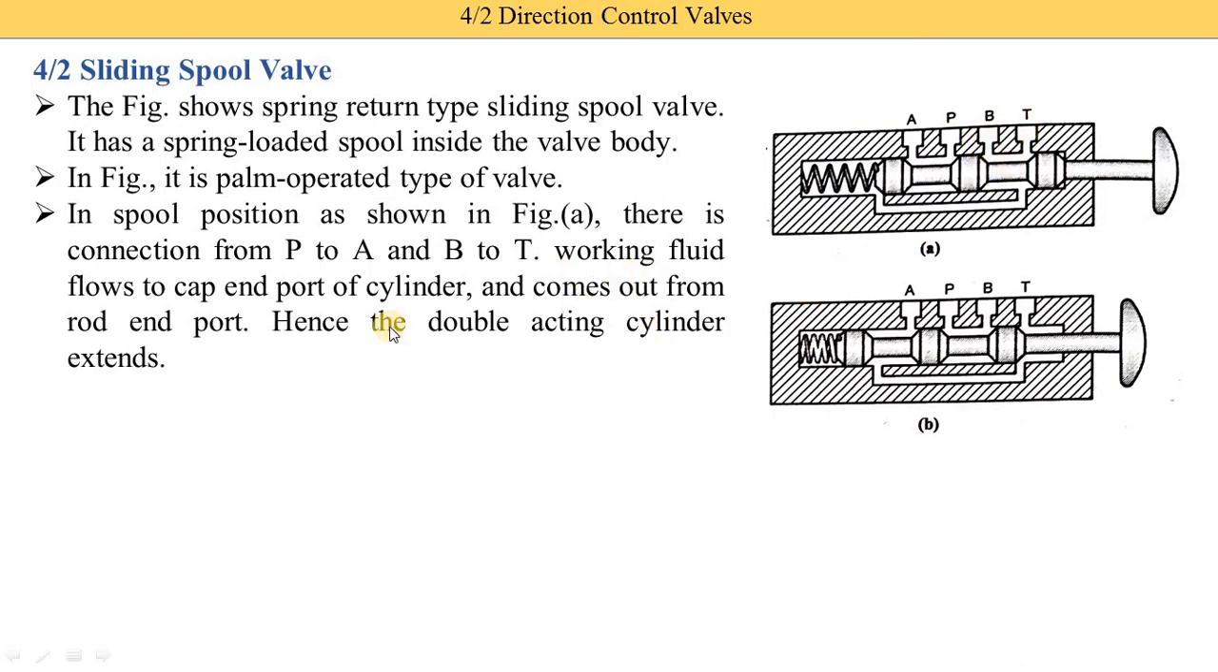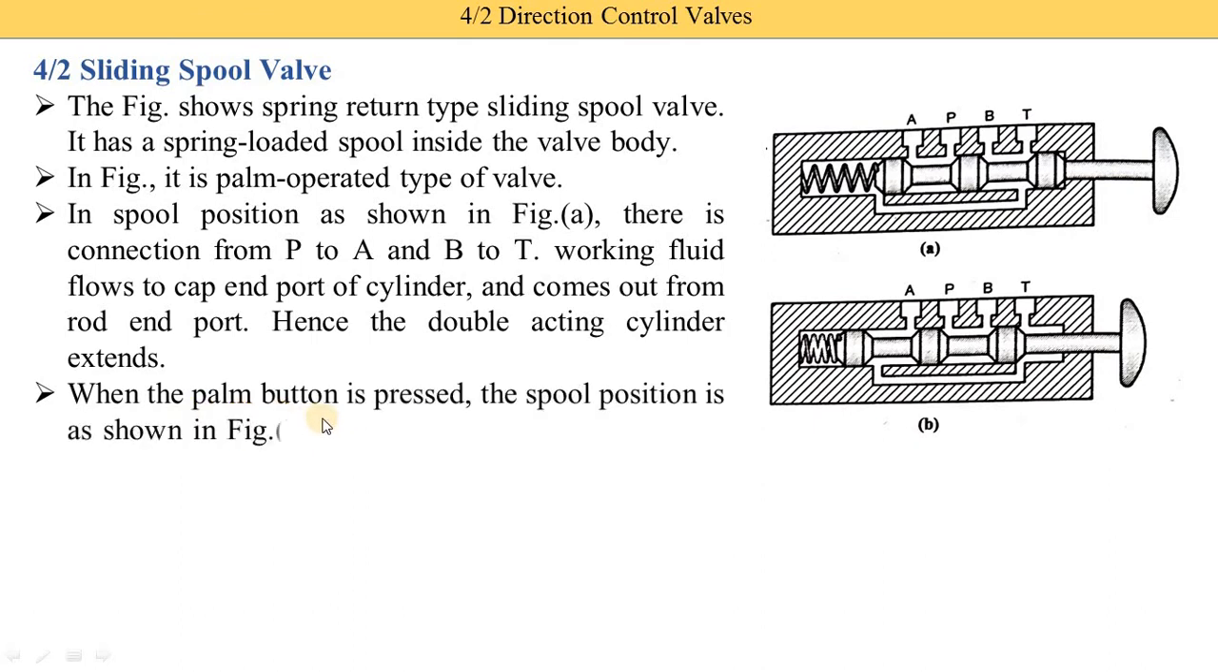So working fluid flows to the cap end port of the cylinder and comes out from the rod end port, hence the double acting cylinder extends. Fluid coming from the pump enters the P port, and from the P port it is supplied to the A side, and from the A port it is supplied to the cap end side of the cylinder. So the piston starts to extend. At the same time the oil or fluid present on the rod side is supplied to the B port, and from the B port it goes to the T port, and from the T port it is supplied to the tank or reservoir.